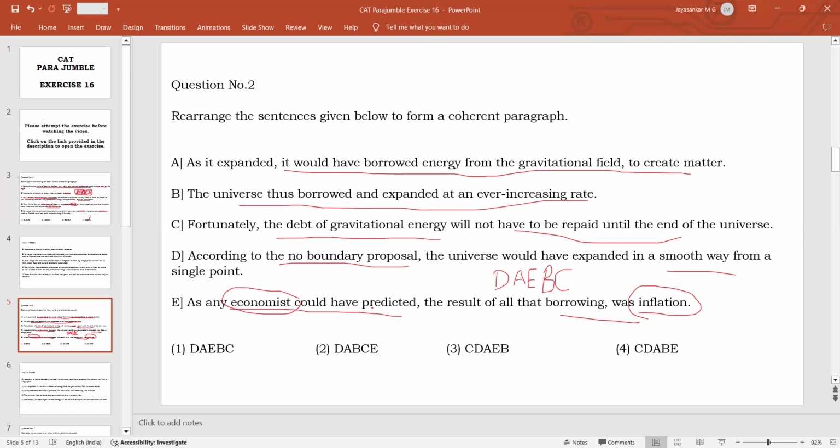to position E. So E has to come after you state the theory, because it will help you to state why borrowal and expansion is done at an ever increasing rate. Borrowal is leading to expansion. So like in economics where borrowal is leading to inflation, in the universe also borrowal is leading to expansion. So that is where DAE, BC will be the sequence. Option 1 will be the answer.